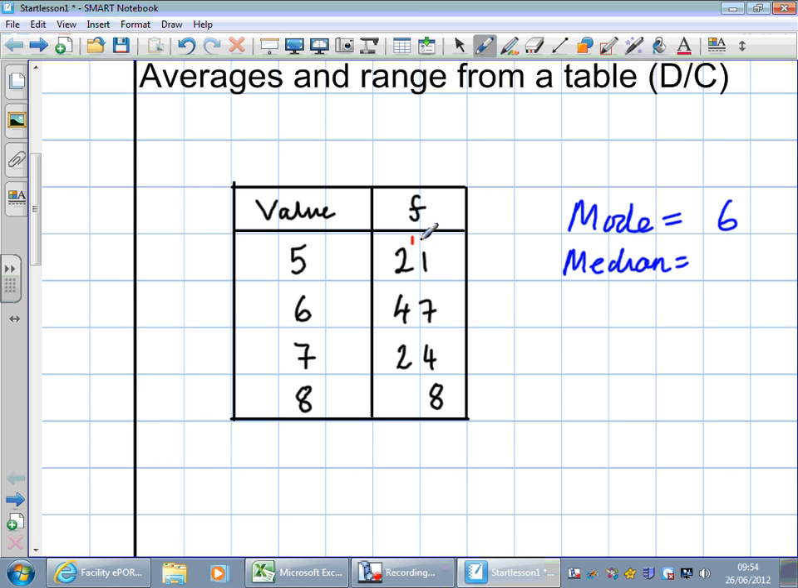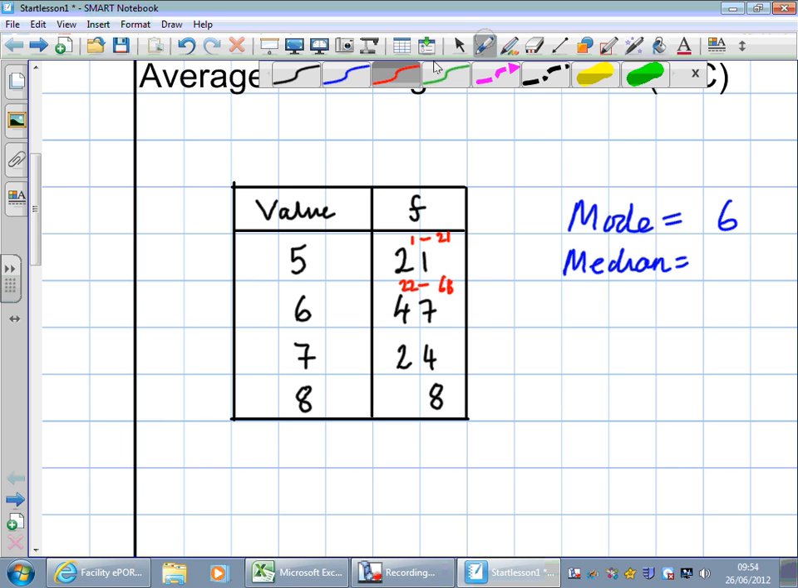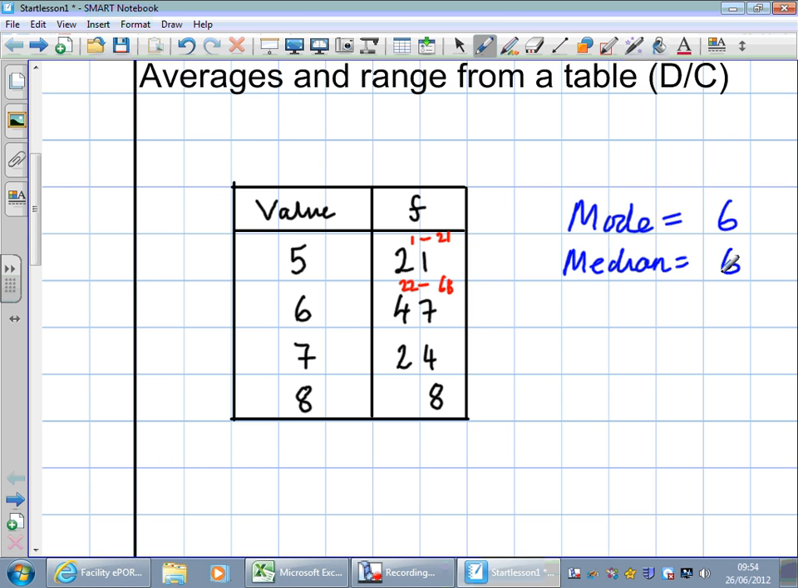Well, the 1st to the 21st, if I put them in order, would be a 5. Then the 22nd, all the way up to the 68th, 47 add 21, would be a 6. So the median, the middle when they're put in order, must be 6, because that's round about the 50th. The 50th occurs between 22 and 68. Now, far more likely to be asked at GCSE to calculate the mean.